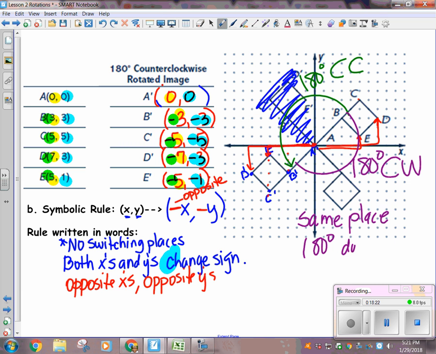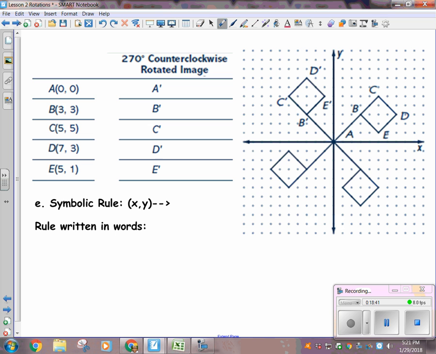You don't need to say clockwise or counterclockwise. Of course, it's fine if you do. So you don't need clockwise or counterclockwise. That's the rule for 180. The X's stay in the front, Y's stay in the back, but they both go opposite sides. All right, let's do our last one.